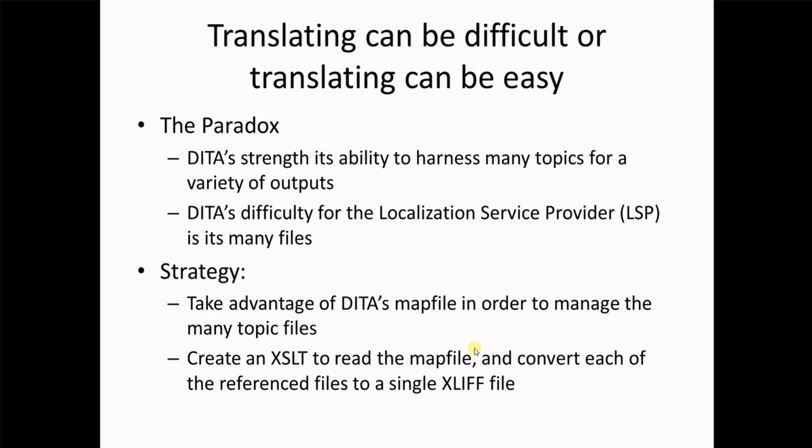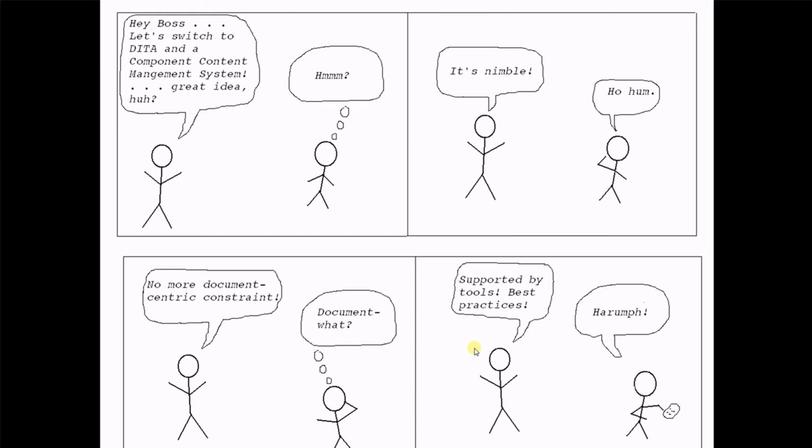So the strategy is that we take advantage of DITA's map file in order to manage the many topics and the many topic files. We create an XSLT to read the map file and then convert each of these referenced files into a single XLIFF file. So this is the little cartoon that I kind of used to illustrate that.